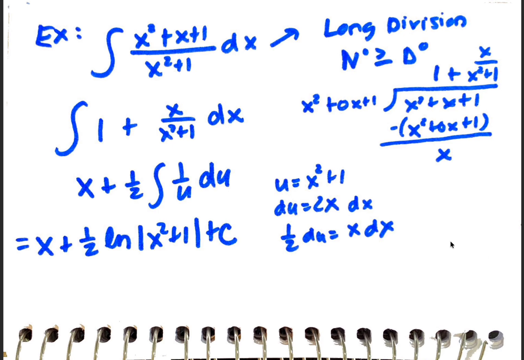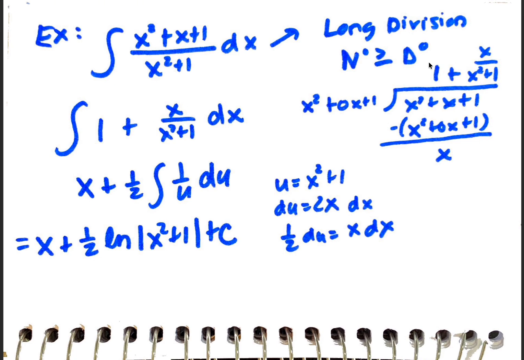An example will be, take a look at this integral. The integral of x squared plus x plus 1 all over x squared plus 1 dx. Because the denominator and numerator have the same power, this is a hint for us to use long division. Whenever the numerator's degree is greater than or equal to the denominator's degree, we can use long division. So remember long division, this is the process to do it. Ultimately, we get 1 plus x over x squared plus 1.